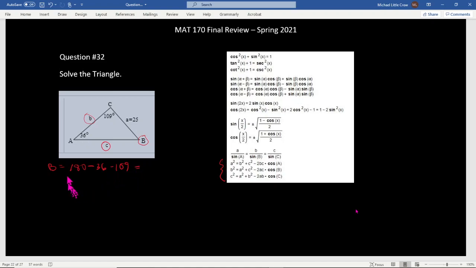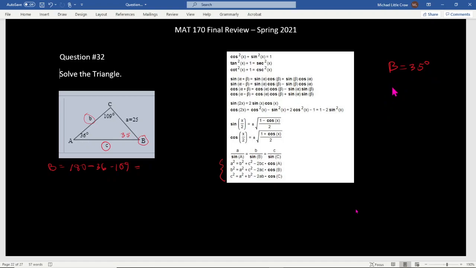And with that we get 180 minus 36 minus 109, 35. So this needs to be 35. So that's one of our solutions. We'll put it over here. Big B is 35 degrees.